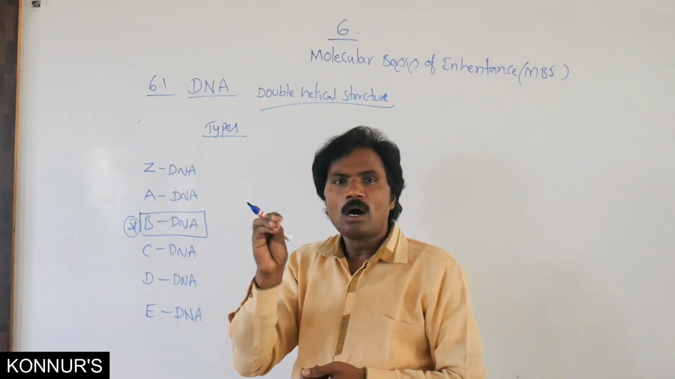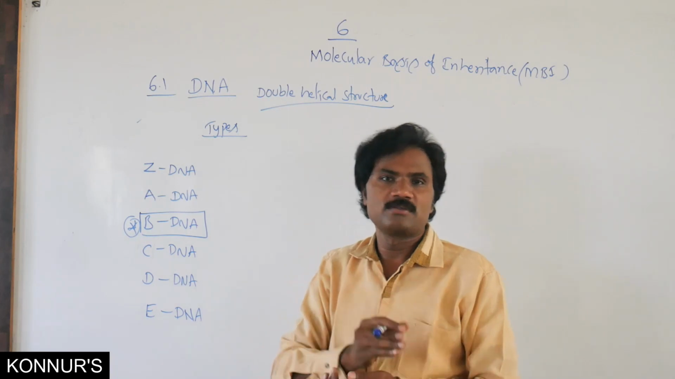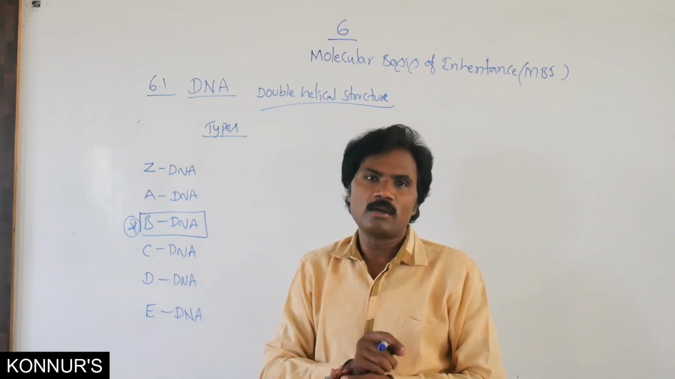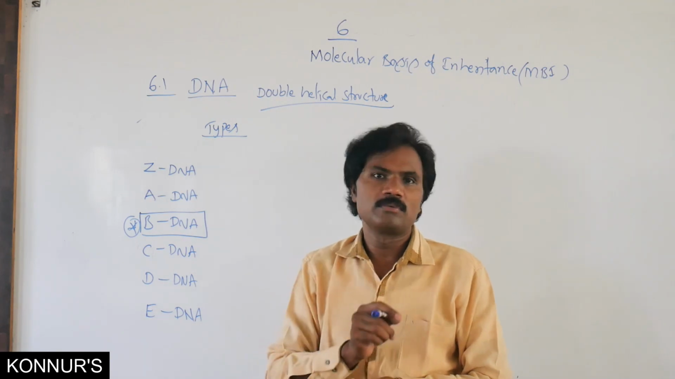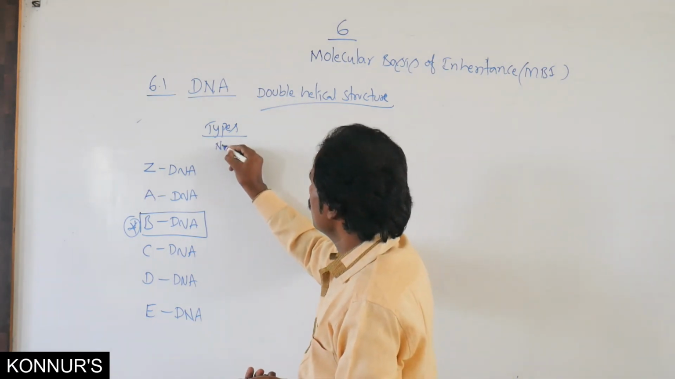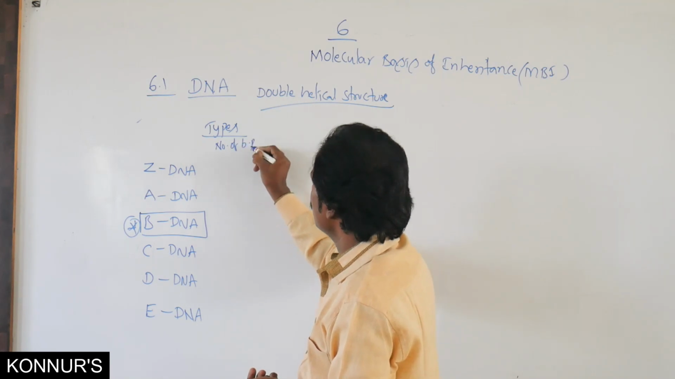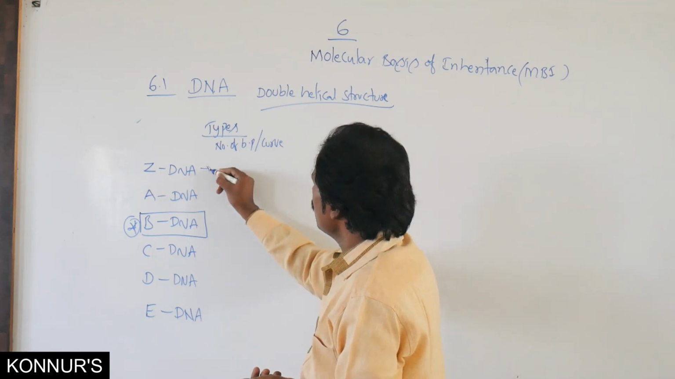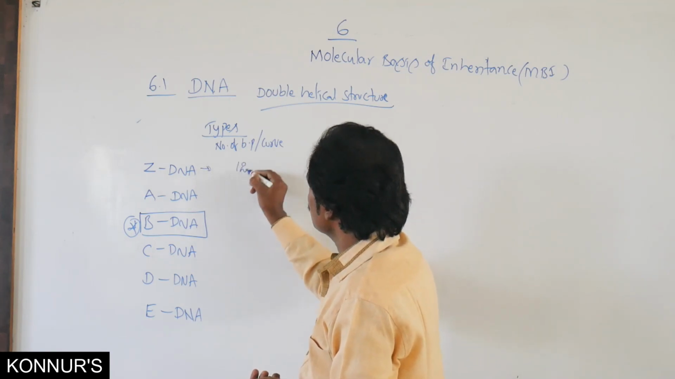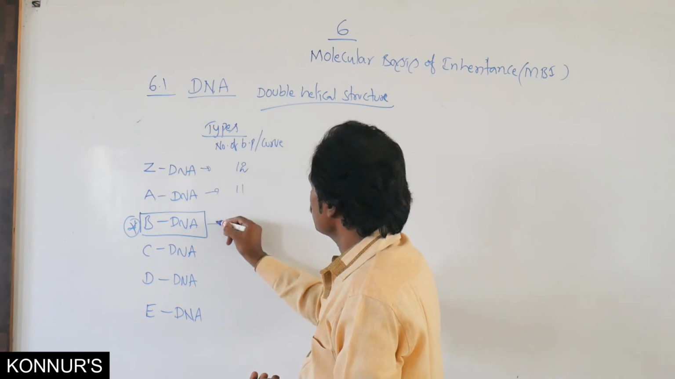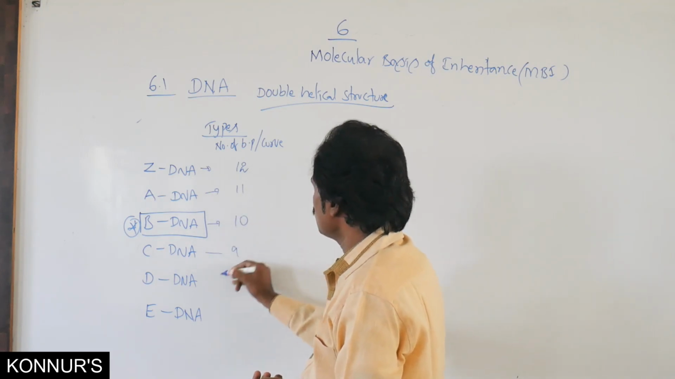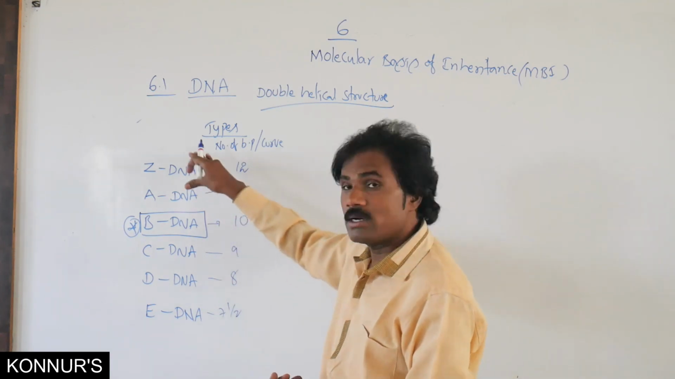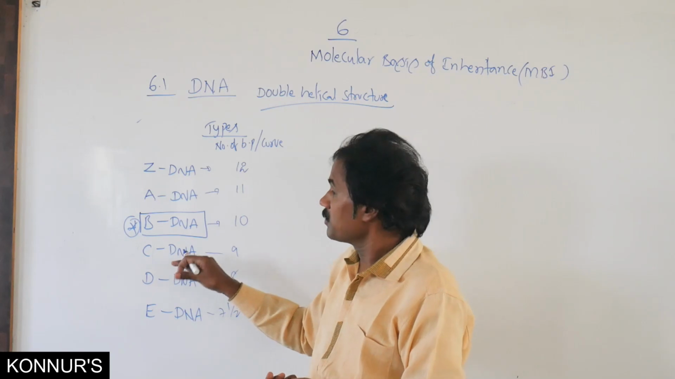In this one, how many base pairs are present in one complete coil, one complete curve? The number of base pairs for one curve. That means here 12 are present. In A, 11 is present. B, 10 is present. It is 9. It is 8. It is 7 and so on. According to this order, I arranged all of these for easy understanding.